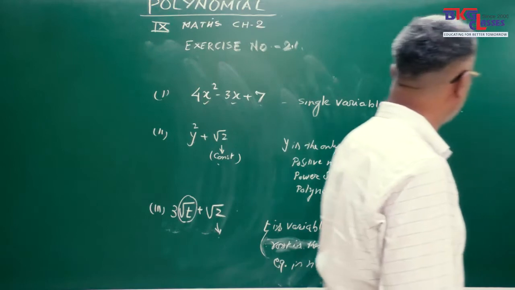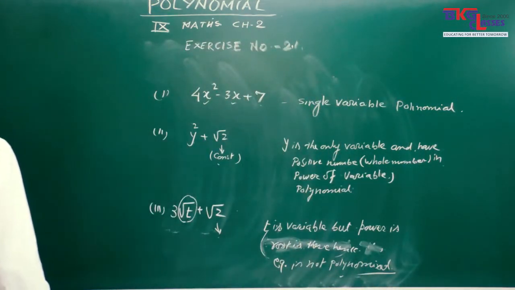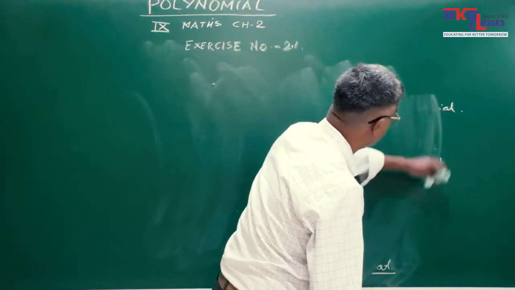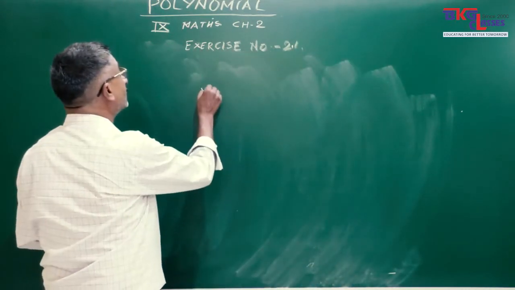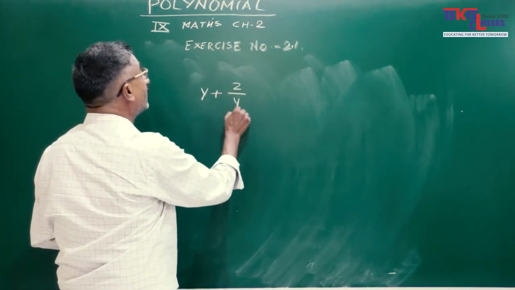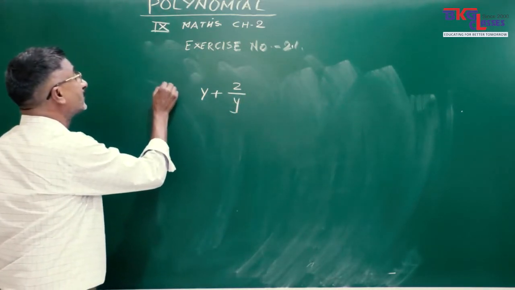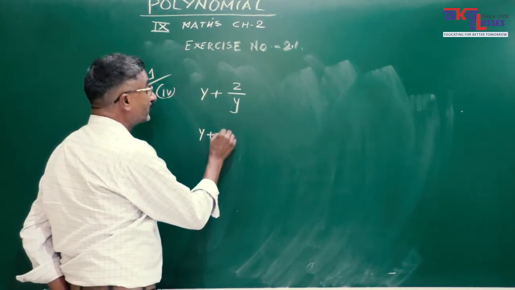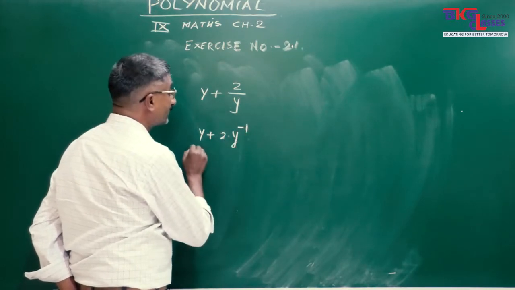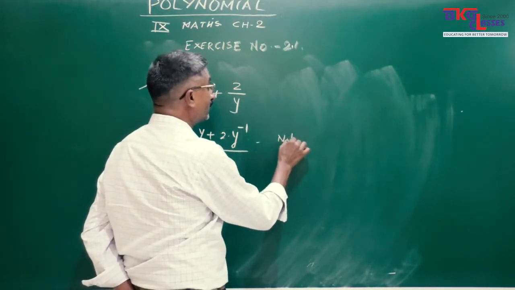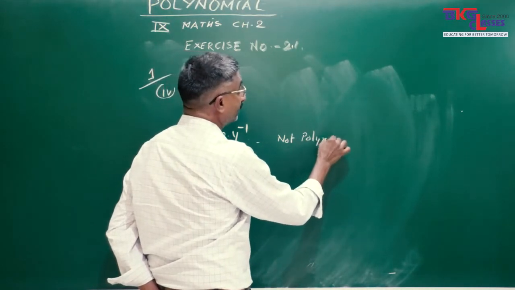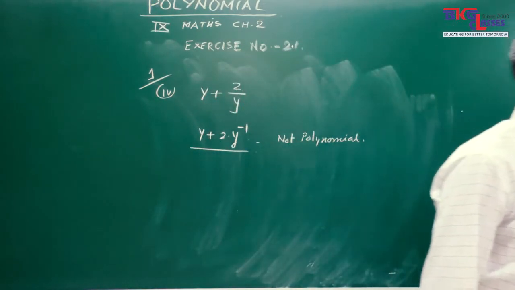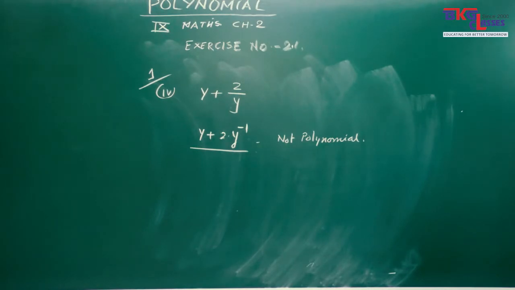Next one is y plus 2 upon y. Fourth one. Y plus 2 upon y, that is y plus 2 into y raised to the power minus 1. So this is not polynomial. Of course, the variable is single, y, but this is not a polynomial equation.